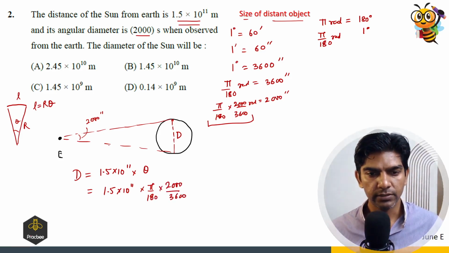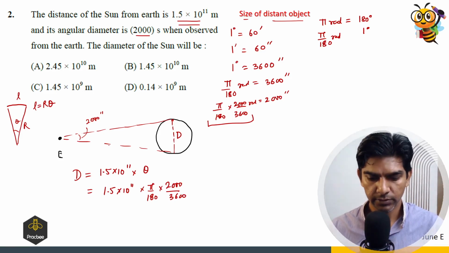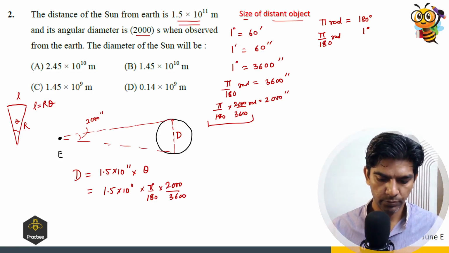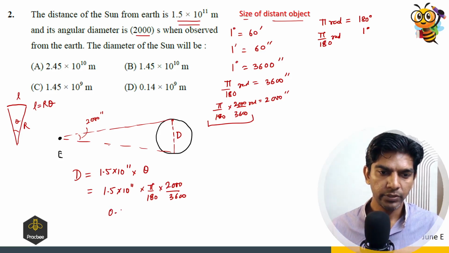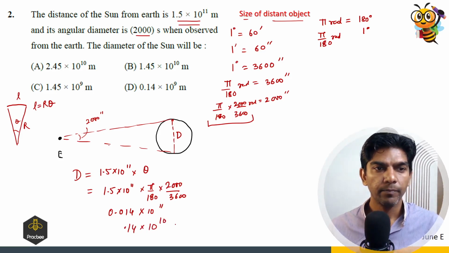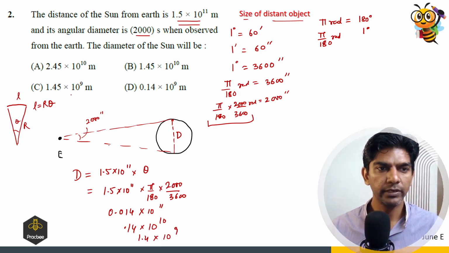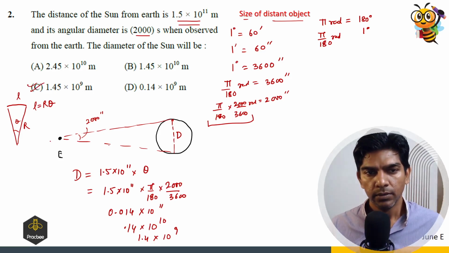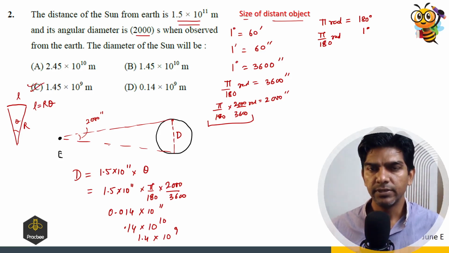Now if we simplify this, let me quickly check the answer. So it will be 1.5 times 3.14 times 2000 divided by 180 divided by 3600. So this gives us 0.014 into 10 raised to power 11, or I can write this as 0.14 into 10 raised to power 10. Okay, or I can write this as 1.4 into 10 raised to power 9. So if you look at option C, that is the closest answer. So C is the answer of this question. I hope this concept is clear.